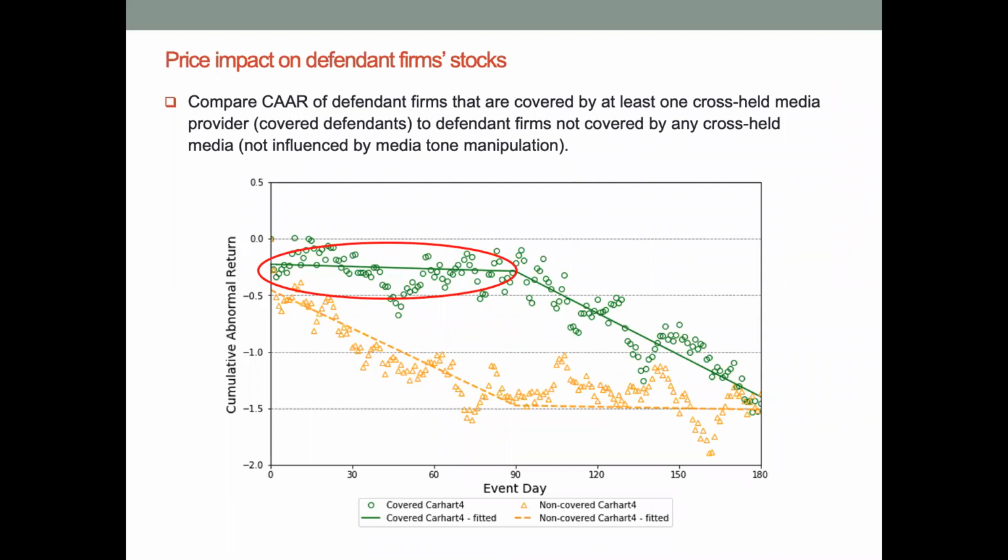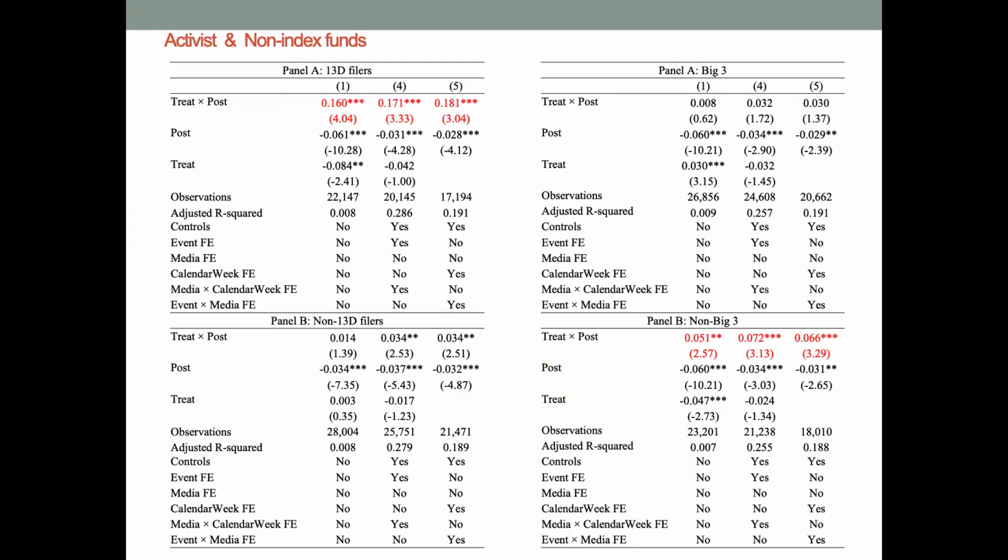Yes, please. Kelsey has a question. Says, the index funds need to pump more because they cannot leave? That's an interesting, very interesting comment.